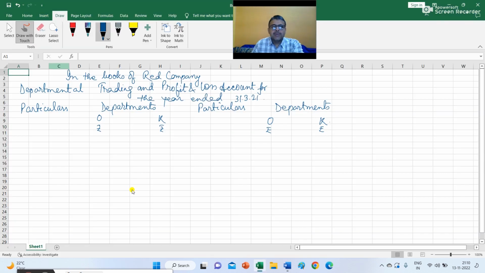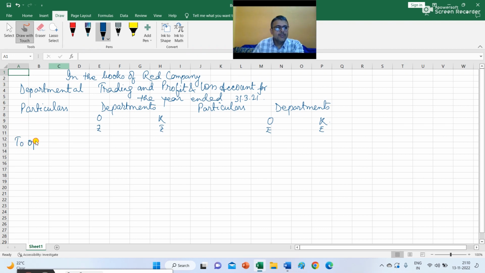So here I have prepared the structure of the departmental trading and profit and loss account for the year ended 31st March 21. On the debit side, I have written particulars and departments O and K, and on the credit side also I have written the particulars and departments O and K. The first figure given in the question is regarding the opening stock that we are going to record here on the debit side of the trading account.